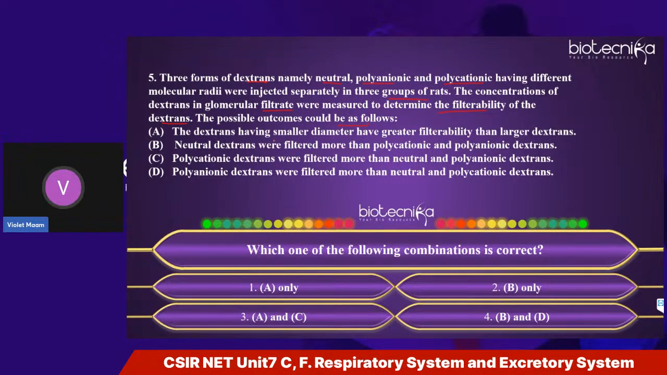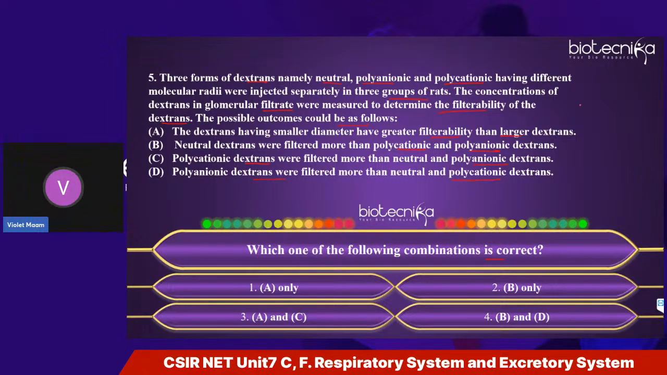A. The dextrins having smaller diameter have greater filtrability than larger dextrins. B. Neutral dextrins were filtered more than polycationic and polyanionic dextrins. C. Polycationic dextrins were filtered more than neutral and polyanionic dextrins. D. Polyanionic dextrins were filtered more than neutral and polycationic dextrins. So which one of the following combinations is correct?